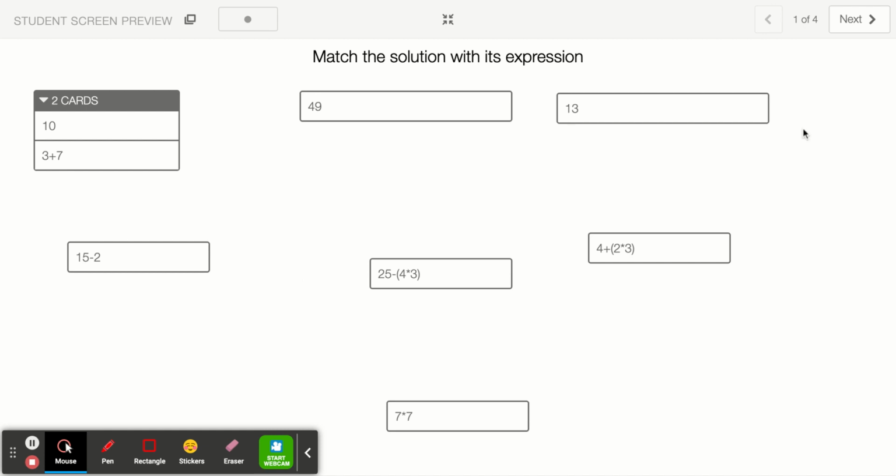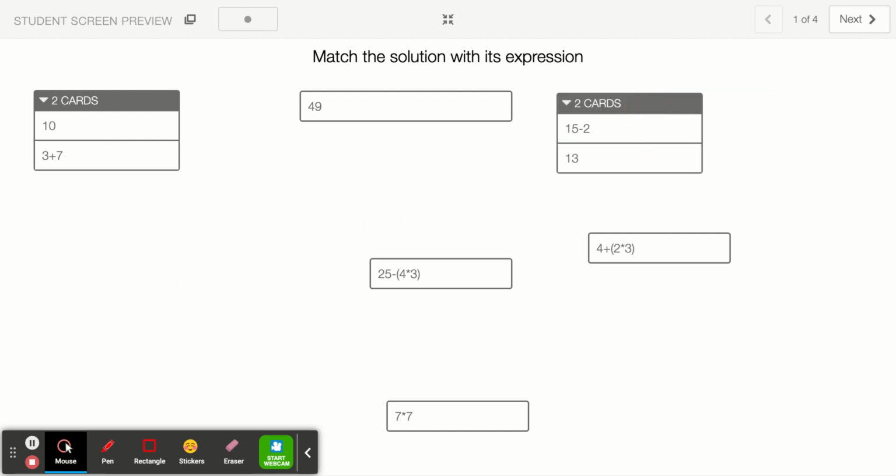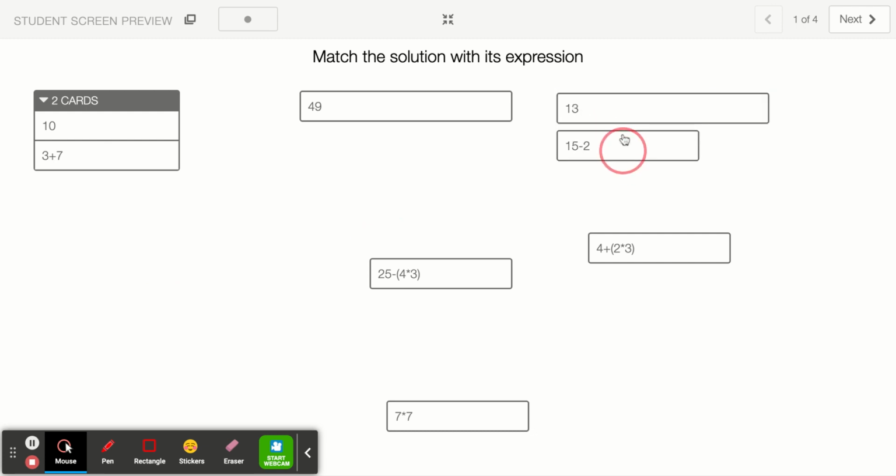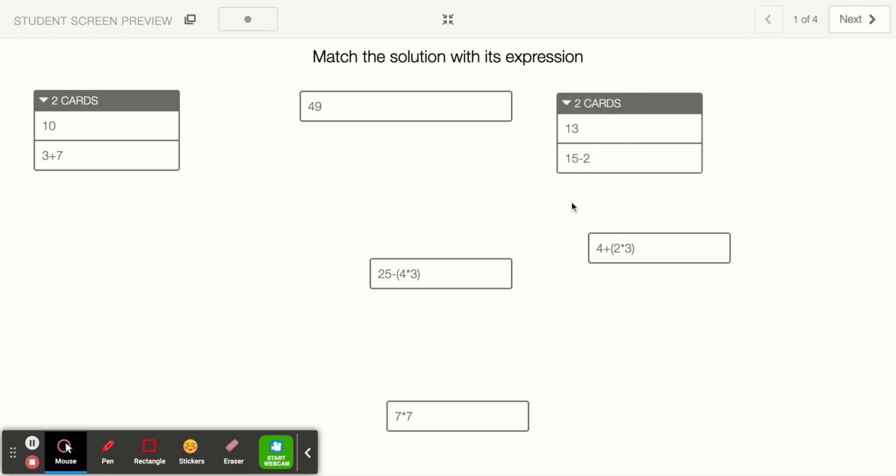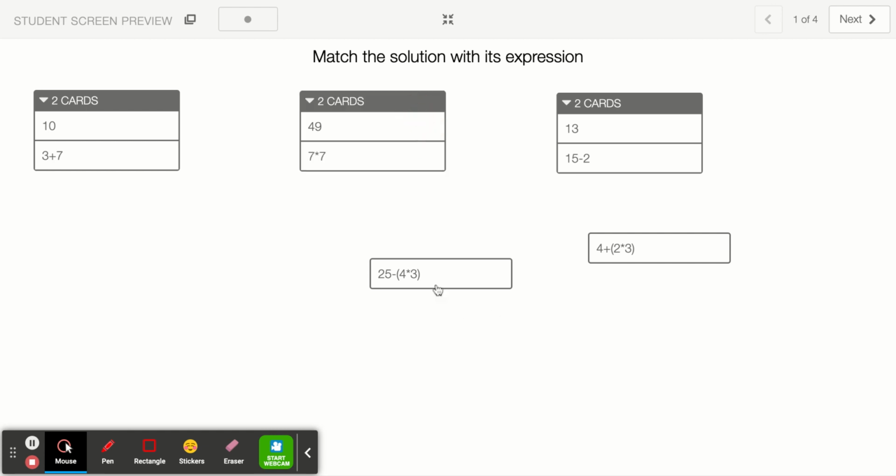Your job today in two of the examples is to first practice just sorting out these cards. 15 minus 2, that's going to get me 13. And try to have all of the cards go into their corresponding categories. 7 times 7, that's 49. And I'm going to leave these last two for y'all to solve. Again, this is just your first example of what it's going to look like.